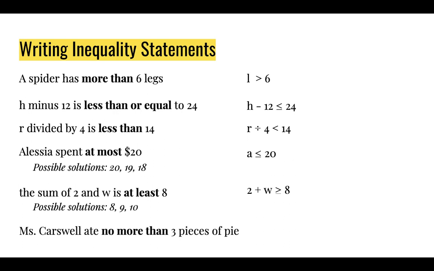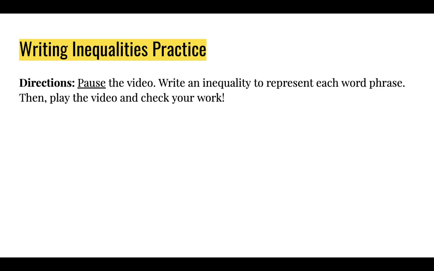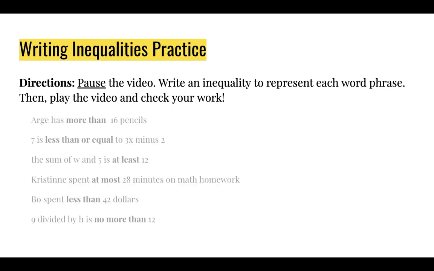And Miss Carswell ate no more than 3 pieces of pie. So maybe I ate 3, maybe I ate 2 or 1. I definitely didn't eat 4 or 5 though. P is less than or equal to 3. I want you to pause the video and write an inequality to represent each of these word phrases.